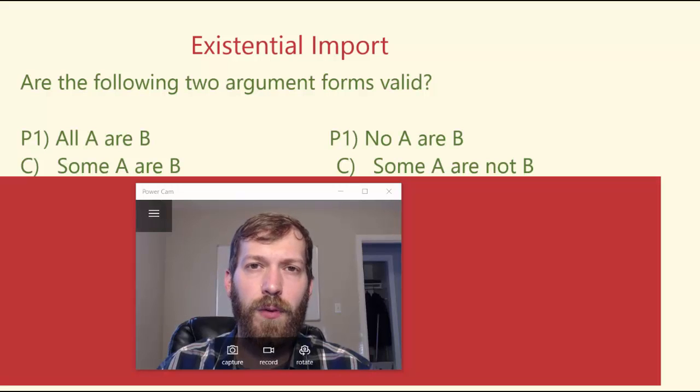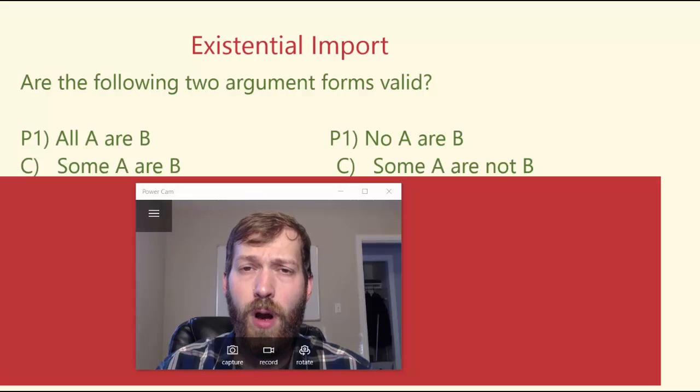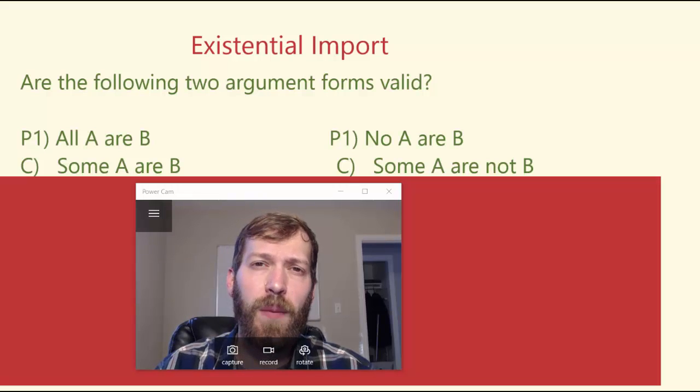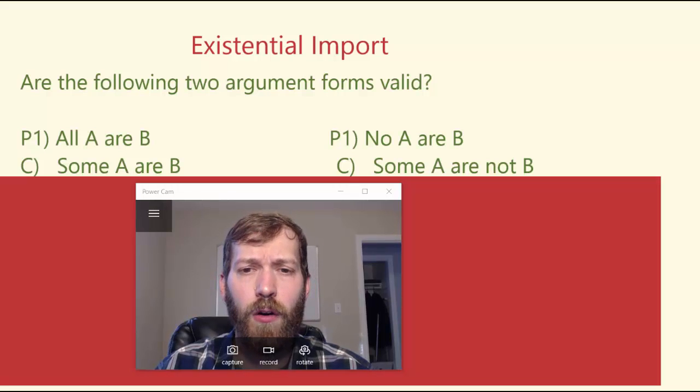Now that we have a pretty good handle on how to diagram Venn diagrams from the Boolean or modern standpoint, we should talk about existential import. And in doing so, let's first look at the arguments that I have here. On the left, the argument says all A are B, therefore some A are B. The argument on the right says no A are B, therefore some A are not B. Ask yourself whether you think these arguments are valid or invalid. I'll give you a little time to make that decision.